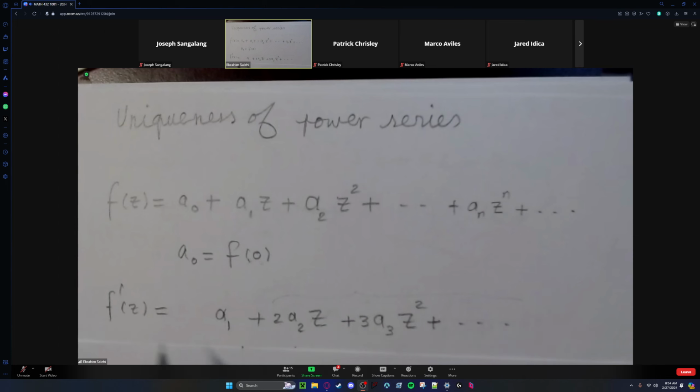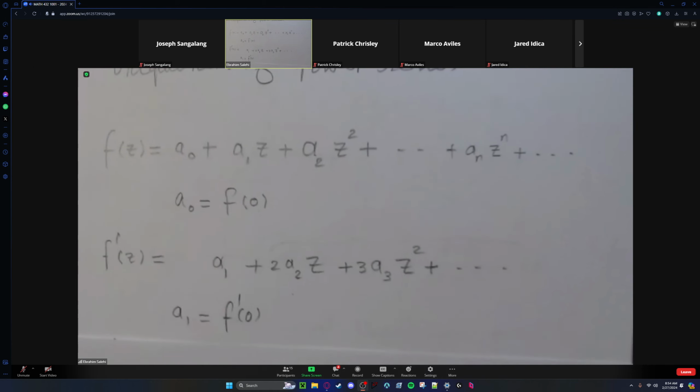Now, if I evaluate this for z equals 0, replace z with 0, here you get the derivative evaluated at 0. On the right-hand side, all these terms will vanish. You will get a1. So here is a1. So what is a1? a1 is just the derivative evaluated at 0, and no way we can have two different numbers here, right?